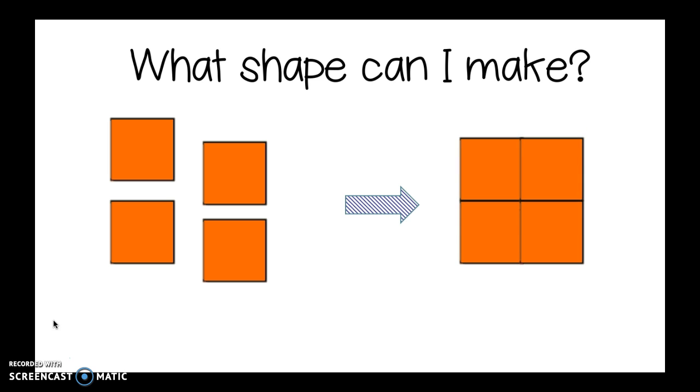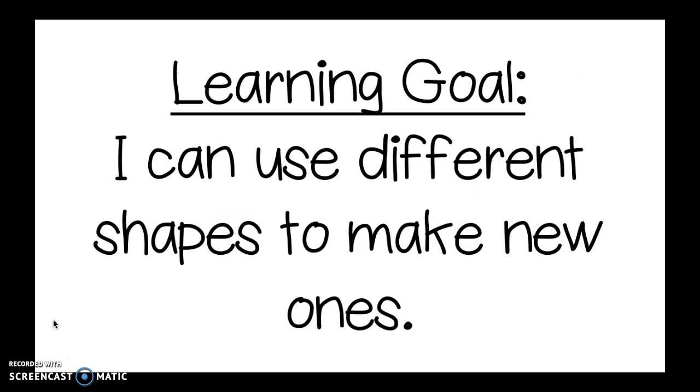See how I had 4 little ones? I put them together to make one gigantic one? That's fun. So that would be another option. What did you do? Did you do a super duper long rectangle or did you do a super massive square? Oh, cool. All right. Our learning goal for today says I can use different shapes to make new ones, and that's literally what we've been doing this entire time. Hasn't it been fun? Yeah, agreed.